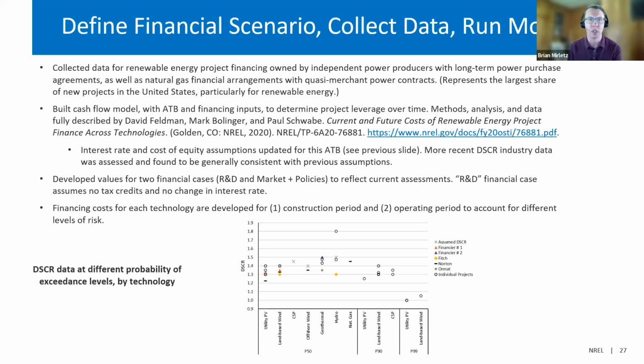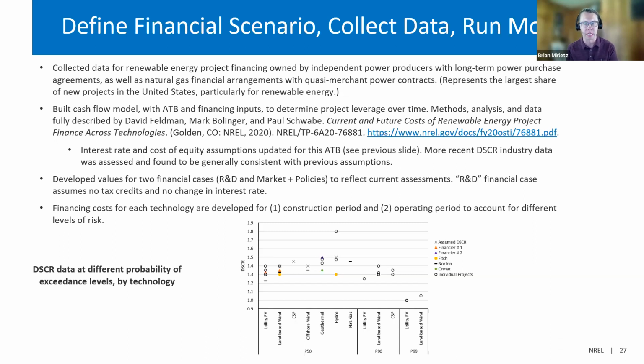To get into a little bit more specifics, for our financial scenarios, we're relying on this report from David Feldman, Mark Bollinger, and Paul Schwab, "Current and Future Costs of Renewable Energy Project Finance Across Technologies." The interest rates and cost of equity assumptions have been updated from that report based on more recent data. But generally, we feel that the debt service coverage ratios that were given to us from industry in that report are still consistent for current projects.